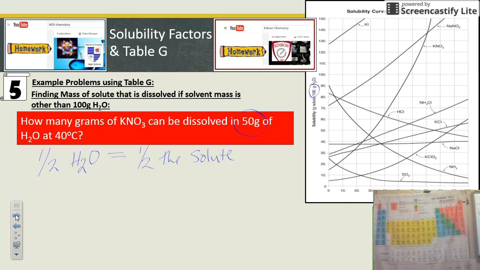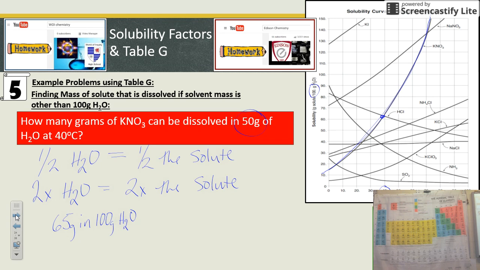And vice versa. If you've got double the H2O, twice the H2O, then you're going to double the solute. Now, in this particular example, 50 grams of water, 40 degrees Celsius. So we got 40 Celsius, KNO3, and it says KNO3 will dissolve at 40 degrees. You're going to get about 65 grams. So 65 grams in 100 grams of water.